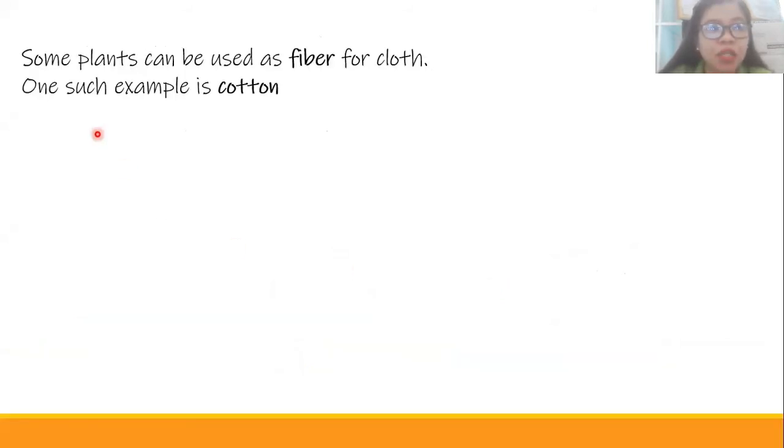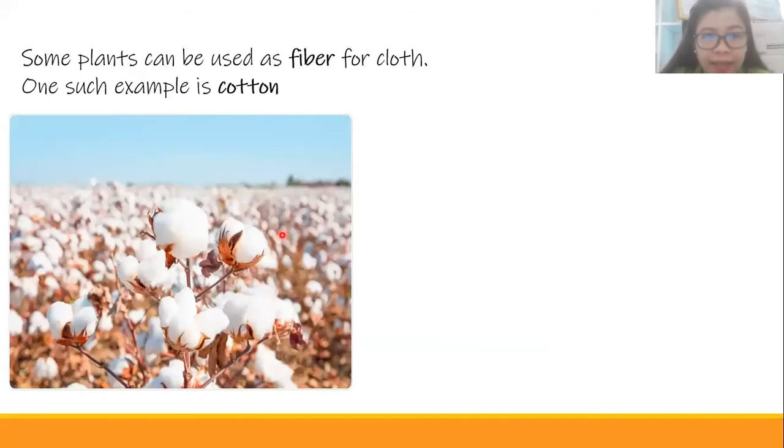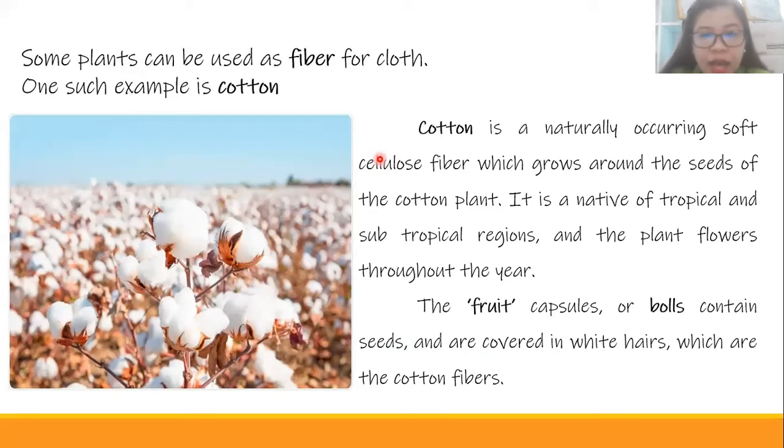Some plants can be used as fiber for cloth. One such example is what we call cotton. This is how cotton looks like. This is a cotton plant. Cotton is a naturally occurring soft cellulose fiber which grows around the seeds of the cotton plant. So the white one is what we call the cotton.